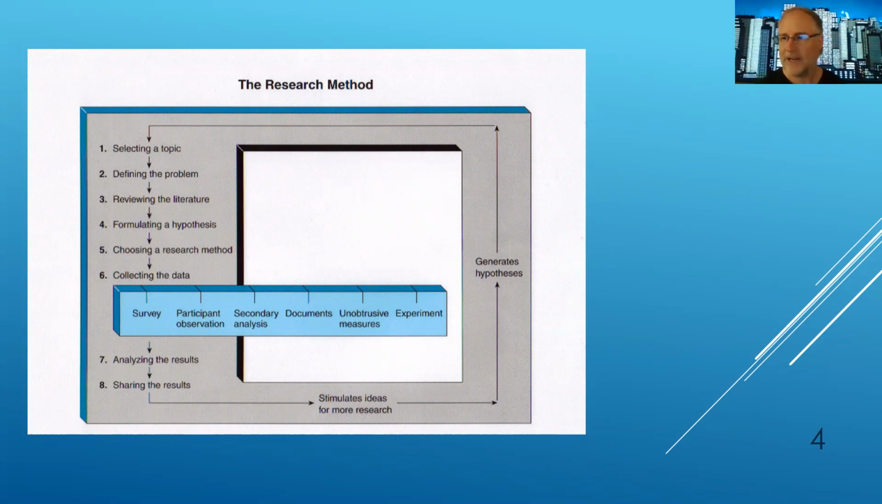Step number five is choose a research method. You can see immediately below the next line, there are several different ways that we can collect our data: surveys, participant observations, secondary analysis, documents, unobtrusive measures, and experiments. So you're going to want to pick one or more of these based on what type of research you are conducting and which one or more you believe will work best for what you are doing, okay? So let's take a look at the different ways of collecting our data.